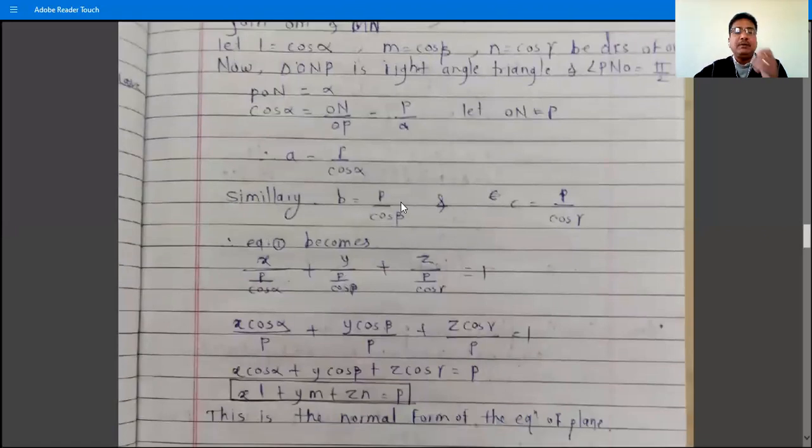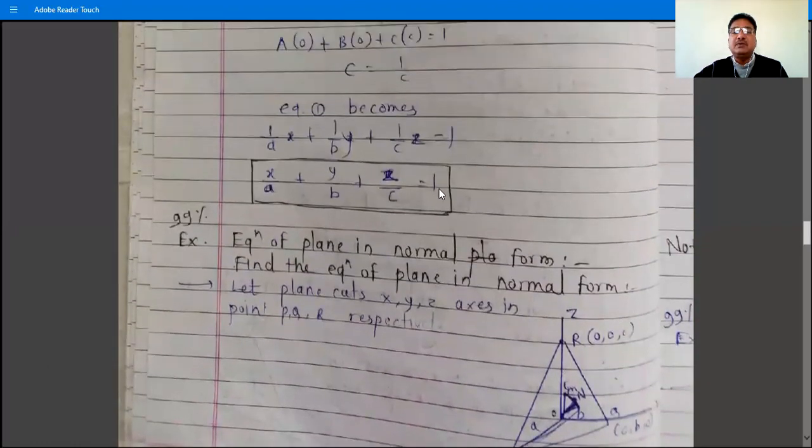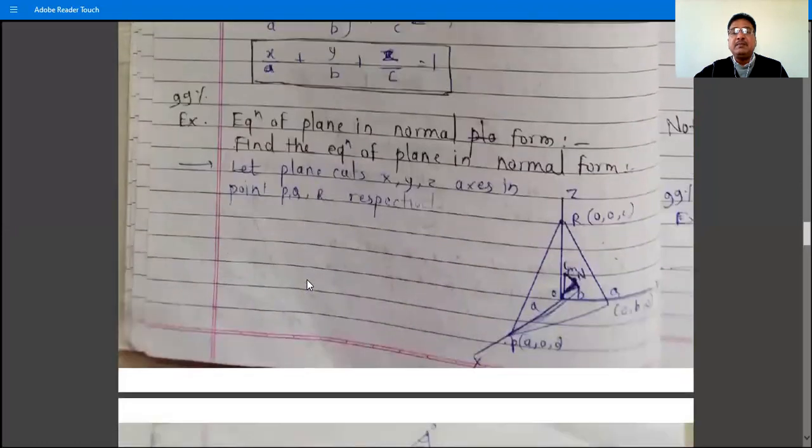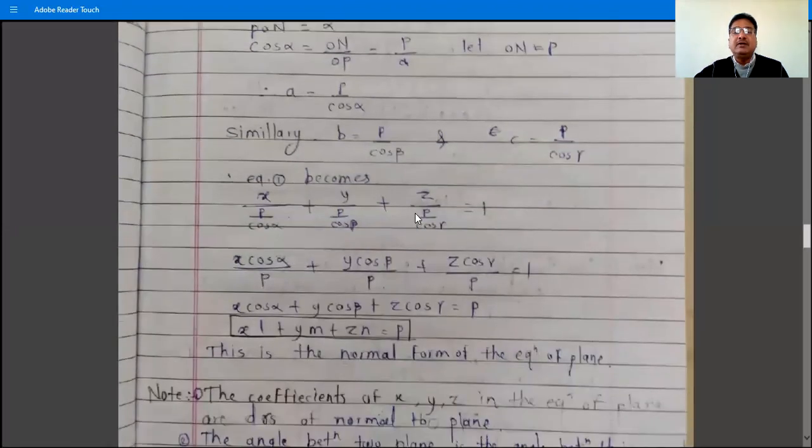Similarly, small b is p by cos beta, and small c is p by cos gamma. By similar proof we have this. And then equation 1, x by a plus y by b plus z by c is equal to 1, becomes, on substituting, x divided by p by cos alpha plus y by p by cos beta plus z divided by p by cos gamma is equal to 1.